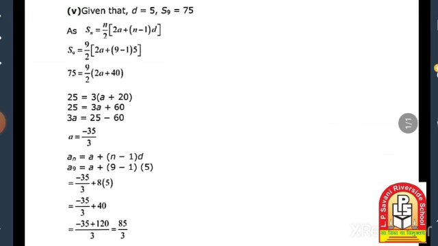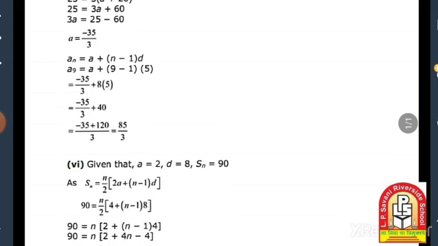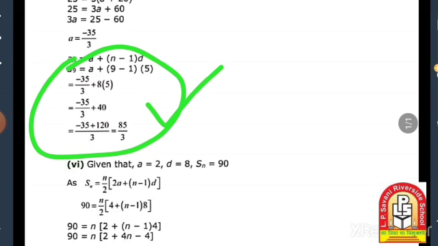Let's use another equation, an is equal to a plus n minus 1 into d, and put the value of a is equal to minus 35 upon 3 in that equation. After that, this simplification is in your homework. So this is a9, and you have to find that the value of a9 is equal to 85 upon 3. This simplification is in your homework.